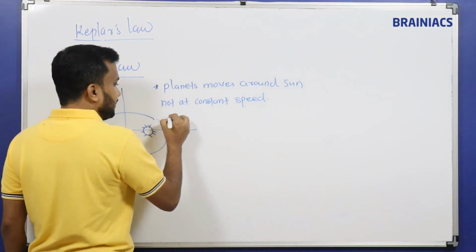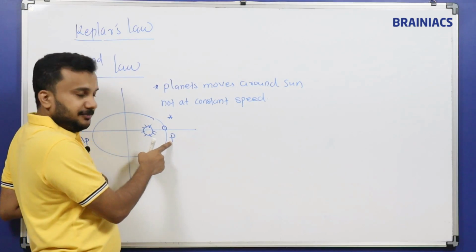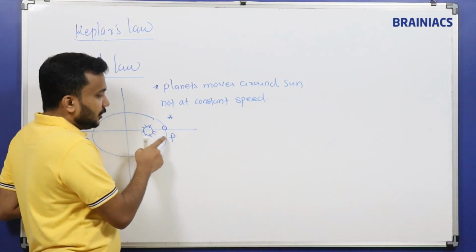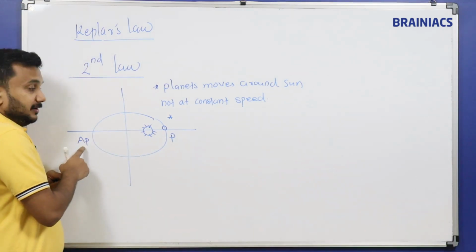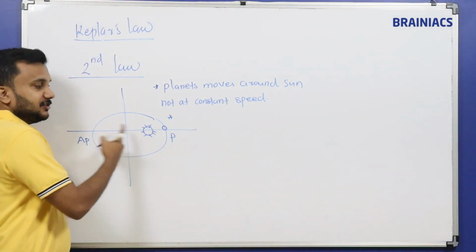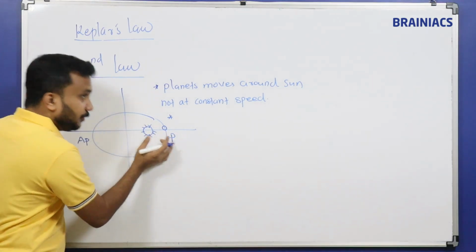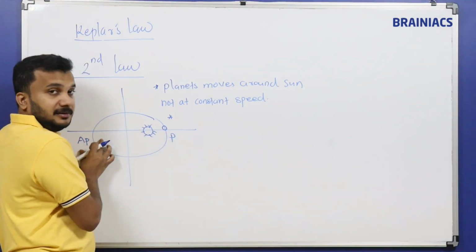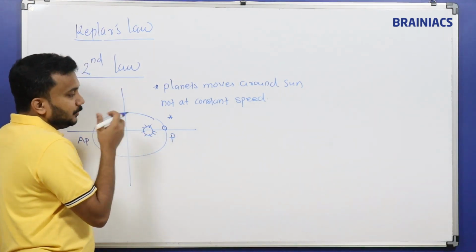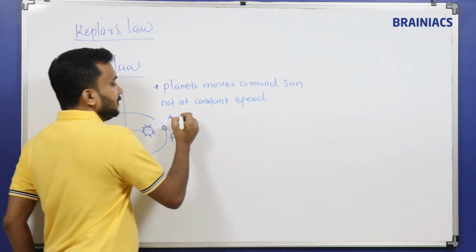Next point, what is the difference in speed? When it is very close at perihelion and when it is at aphelion, these two are the border points, right? A very close point and a very far away point. So we have a closer point and a far away point. So the speed at perihelion and the speed at aphelion is different.